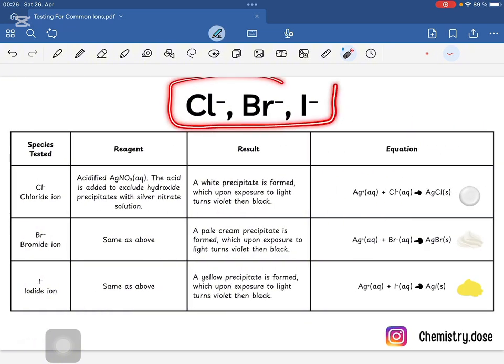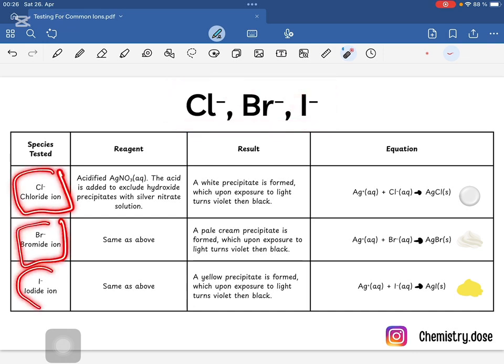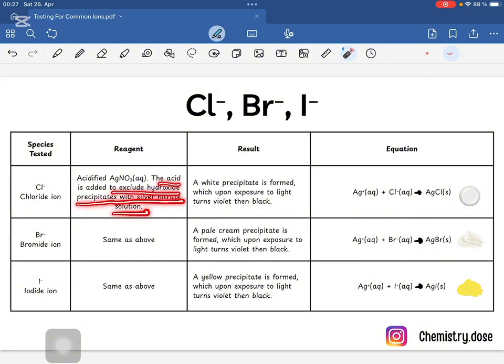Now going over the group 7 ions, which are Cl-, Br-, and I-, the halide ions, starting with the chloride ion, bromide, and iodide. Now these three, we add the same reagent for the three of them. We're going to use acidified silver nitrate, and we use an acid to exclude the hydroxide precipitate with silver nitrate solution.